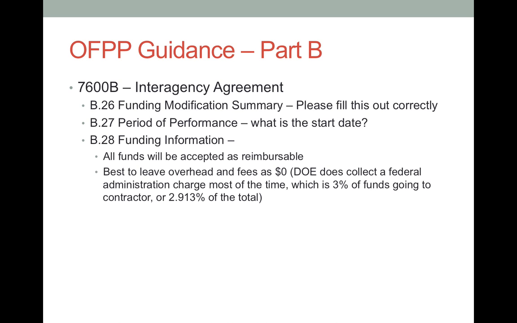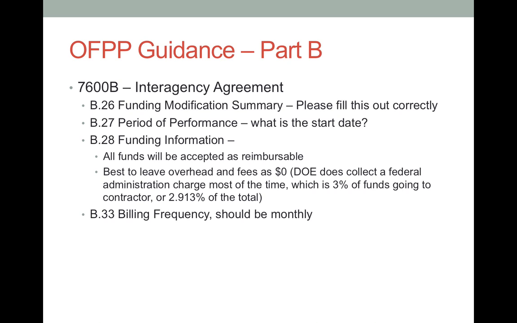The funding information question is mostly self-explanatory. DOE normally provides this information during acceptance, but can pre-fill if needed by the requesting agency. All funds will be accepted as reimbursable. I will discuss the federal administration charge in a later slide.